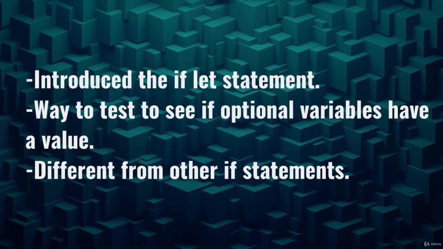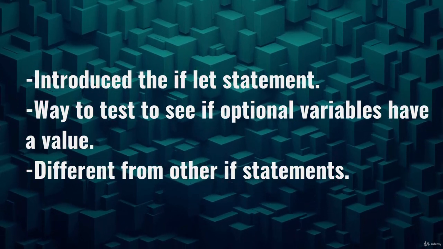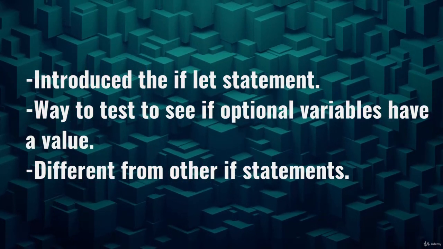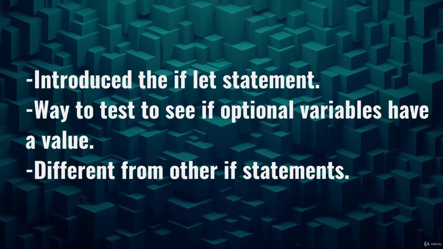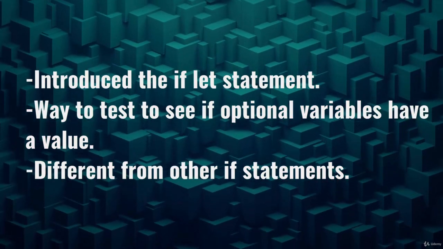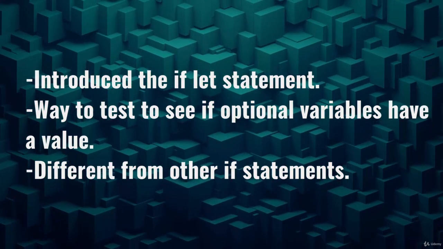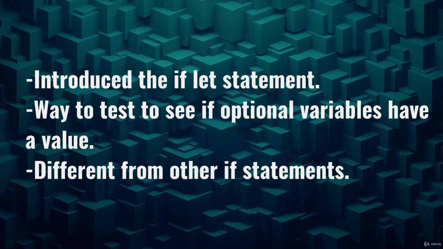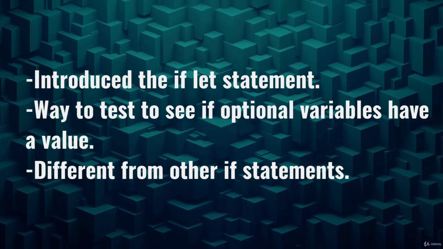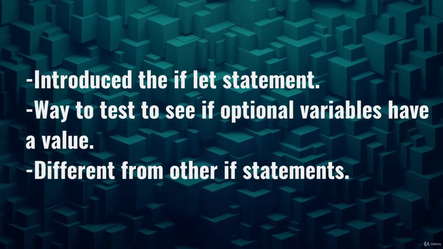Okay, so in this part we introduced the if let statement to you. This was just a way that we could see if an optional variable has a value. So we created an optional variable, and it was a string, and we didn't assign it a value to start off with, and then we created this if let statement just to test to see if it had a value. If it did, we changed the string that was message to say something like hello.